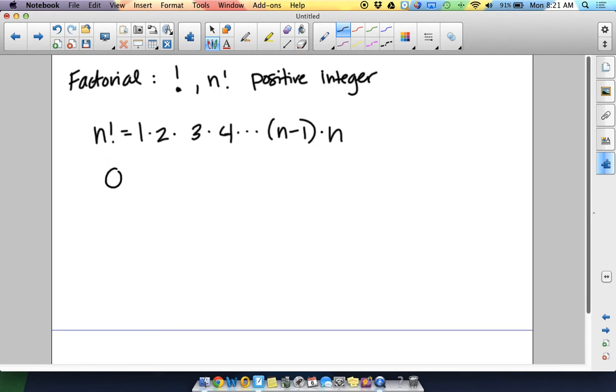We had to specially define 0 factorial so that we could use it. It always equals 1, which doesn't really fit with the definition. And you need to know that factorials have the same hierarchy as exponents. So if you're thinking of order of operations, think of them as an exponent.